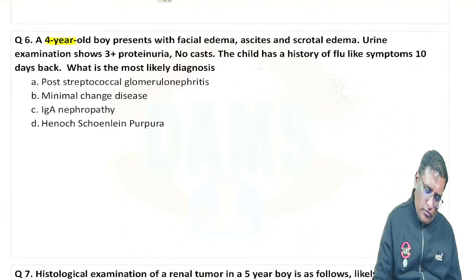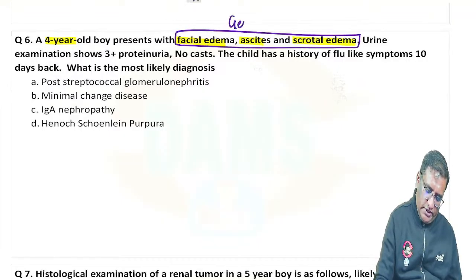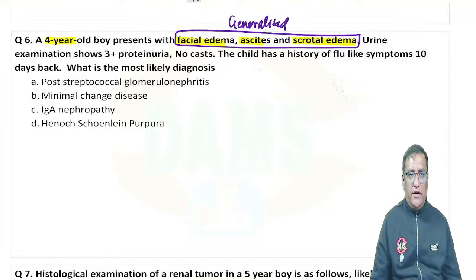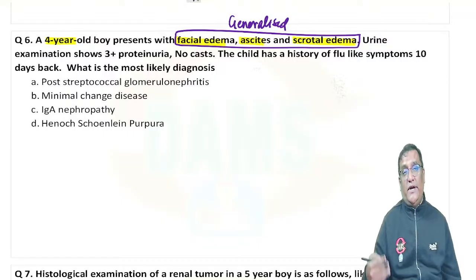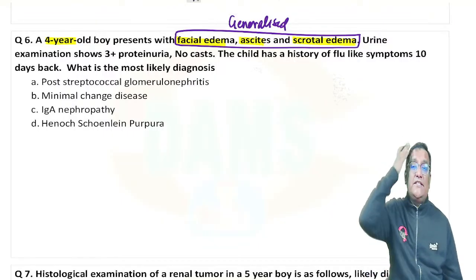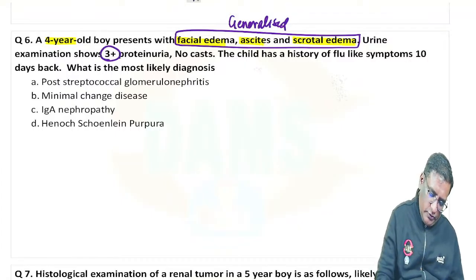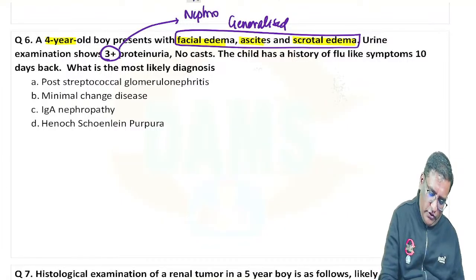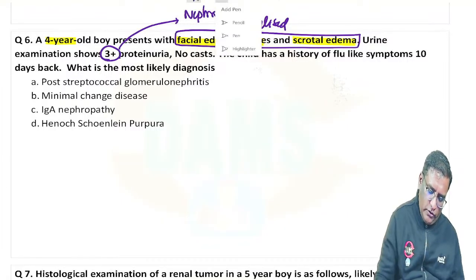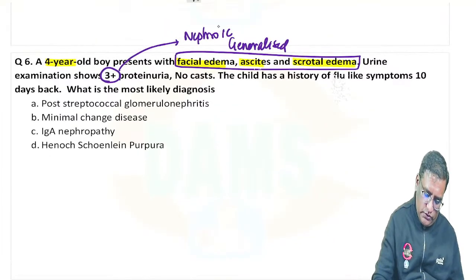A 4-year-old boy presented with facial edema, ascites, and scrotal edema. Look, the edema is more generalized here. So generalized edema, most likely nephrotic. If it is a kidney disease, I am suspecting a nephrotic syndrome here, isn't it? Urine examination shows 3+ proteinuria. That is enough for me to suspect nephrotic. Clinically, this fits into nephrotic syndromes.